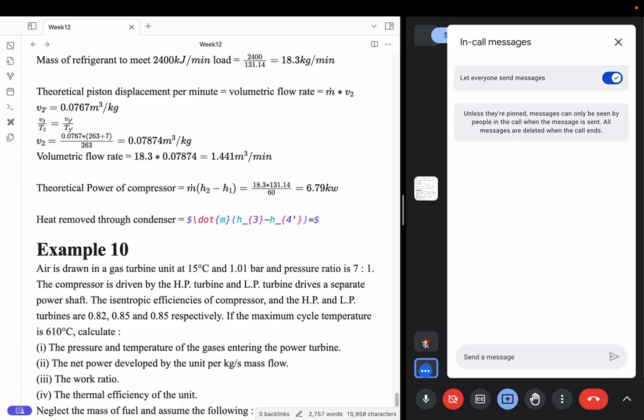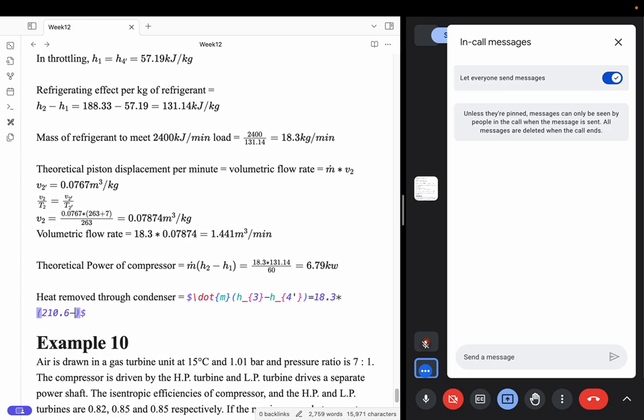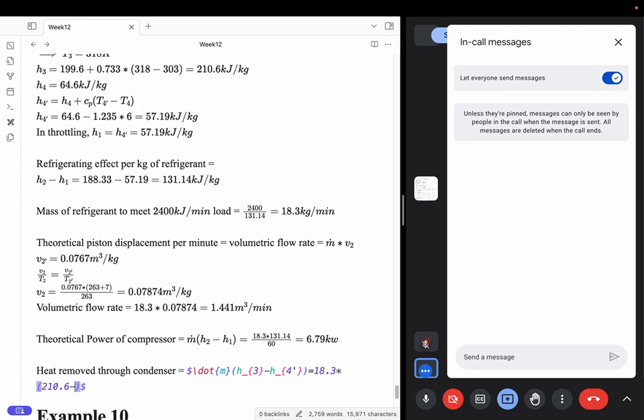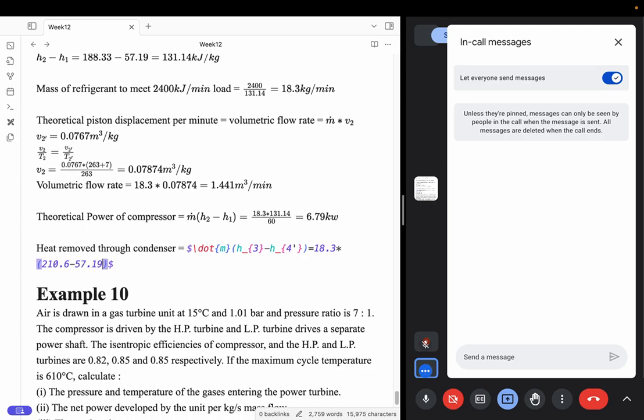I know m dot. Let's convert everything back. H3 is 210.6 minus H4 prime. H4 prime is 57.18. That comes out to around 2807.4 kilojoule per minute.